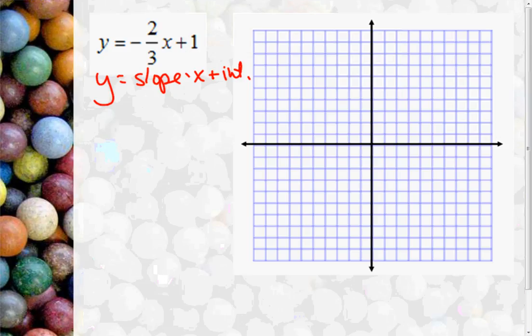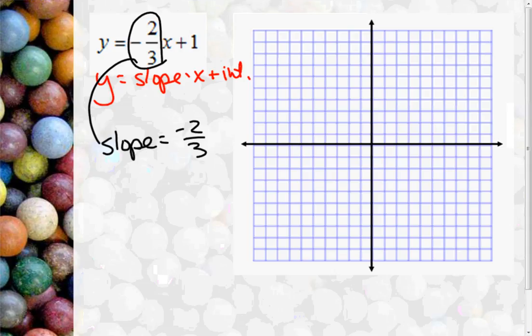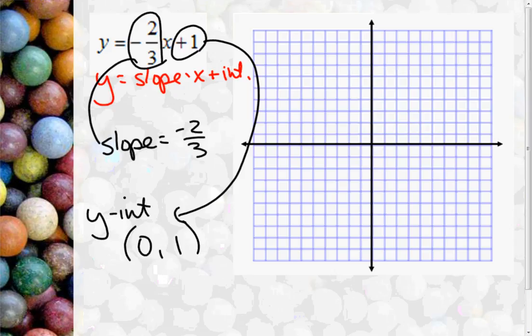This whole thing's your slope. So we're going to go down 2 and to the right 3. Here's your y-intercept at 0, 1. So I'm starting here at 1. The negative sign always goes with just one of the points. I'm going to go down 2 to the right 3. So there's my minus 2, there's positive 3, and away you go. Then you're going to draw your line.